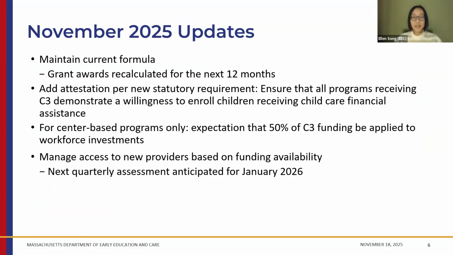So what are the updates that are coming into effect this November? The formula that we just reviewed is not changing. What may be changing is the amount that programs are receiving once the formula resets based on the program's inputs. For example, if your average enrollment has changed in the past 12 months, which is different from when you might have applied last November, then your grant amount might change this November. Similarly, if the number of children receiving CCFA has changed, then that might also cause your grant amount to change.